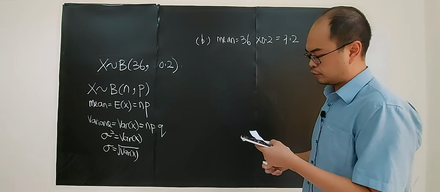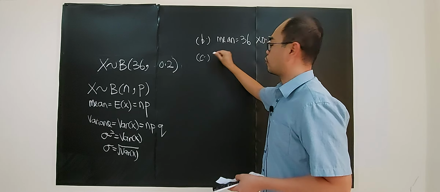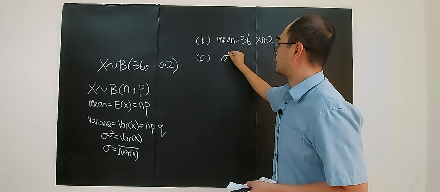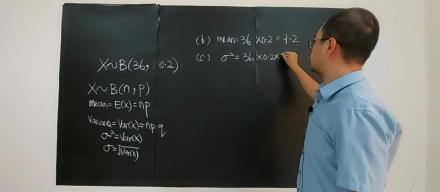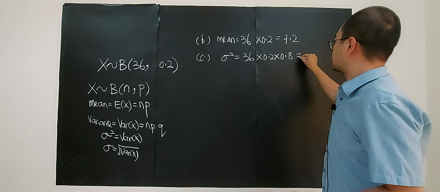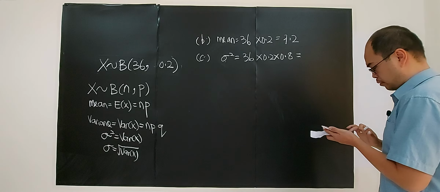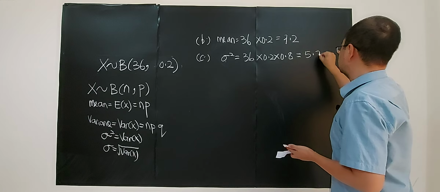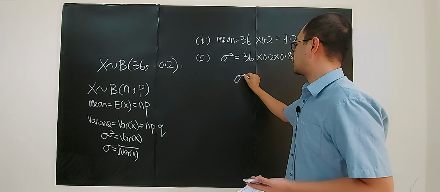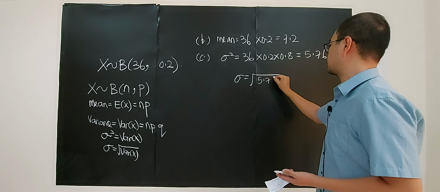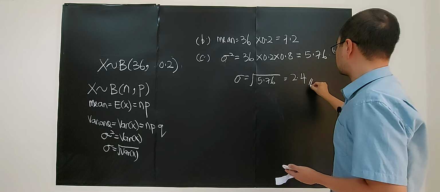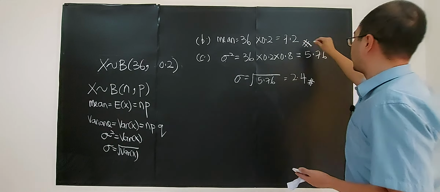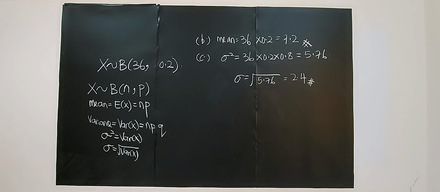Now calculate the standard deviation for the number of times he wins. Before we calculate the standard deviation, we should calculate the variance. The variance will be n times p times the probability of failure, 0.8. Multiplying, we have 5.76 as the variance. So the standard deviation will be the square root of 5.76, which gives 2.4. So this is the way you solve the problem for the mean, variance and standard deviation of a binomial distribution. Okay, that's all for this video.